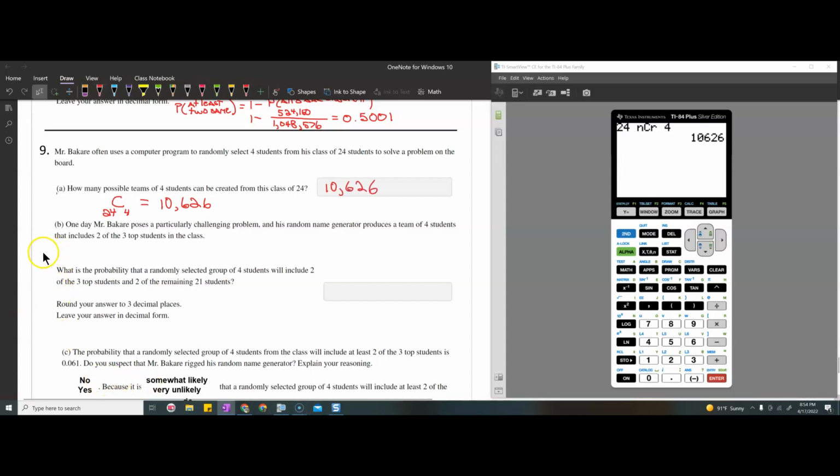One day, Mr. Beckray poses a particularly challenging problem, and his random number generator produces a team of 4 students that includes 2 of the top 3 students in class. What is the probability that a randomly selected group of 4 students will include 2 of the top 3 students and 2 of the remaining 21 students?